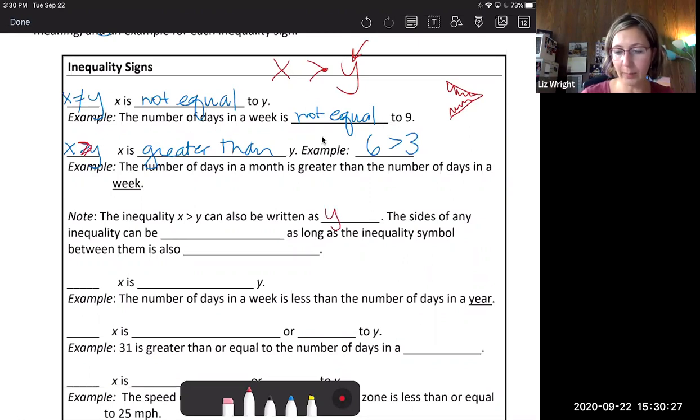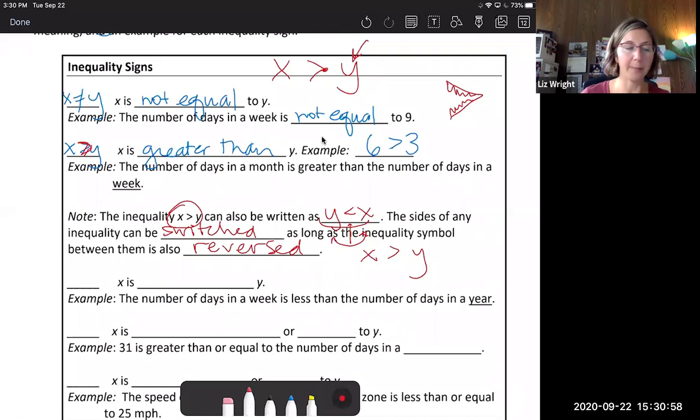Okay, so the next one, the inequality x is greater than y can also be written as, that's what we were just talking about, y is less than x. The sides of any inequality can be switched as long as the inequality symbol between them is also reversed. So if I flip-flop those two, then it's going to be x and y, but you've got to reverse that symbol to be x is greater than y, just like it started out saying.